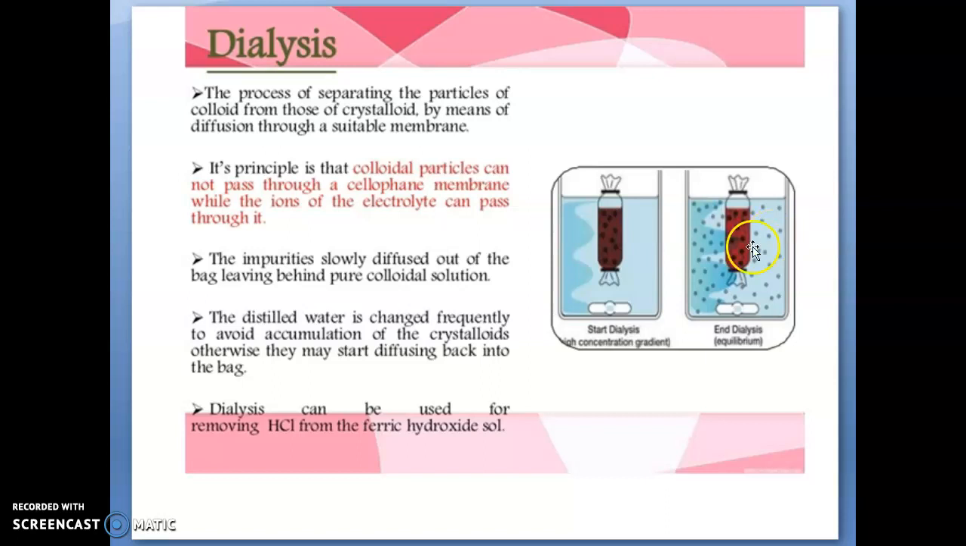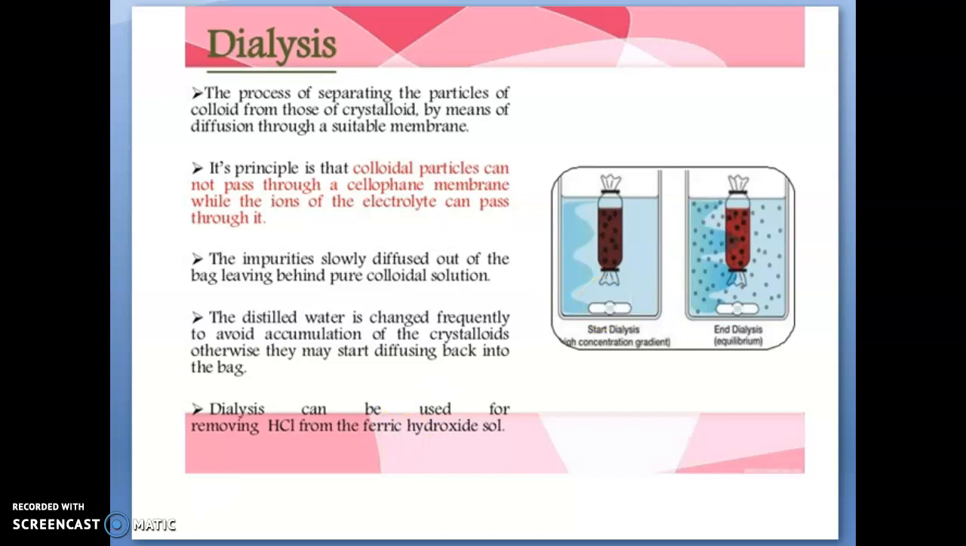Then the impurity particles, like electrolytes or other impurities, go into the water, and the pure colloidal particles remain in the cellophane membrane. Only the impurities diffuse into the water. The distilled water is changed frequently to avoid accumulation of the crystalloid, otherwise it may start diffusing back. Dialysis can be used for removing HCl from ferric hydroxide sol. It is one example of purification of ferric hydroxide sol.